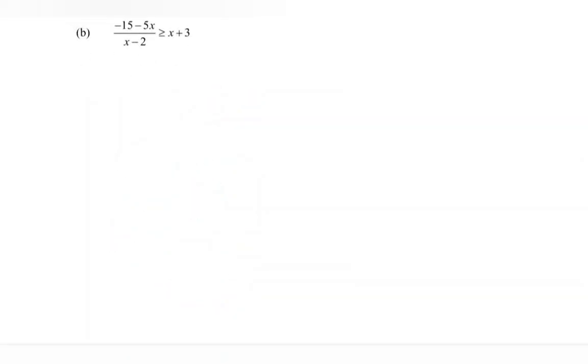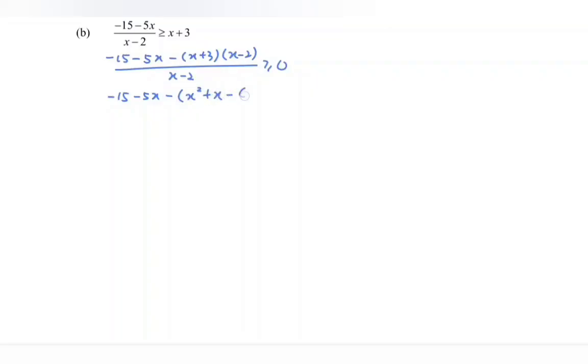Next, kindly refer to b. First, what we have to do is rearrange the inequality, and then equalize the denominator. So negative 15 minus 5x minus (x plus 3) multiplied by (x minus 2), because we want to equalize the denominator. Next, we have negative 15, negative 5x, continue negative bracket, x squared plus x minus 6, over x minus 2 greater than or equal to 0.